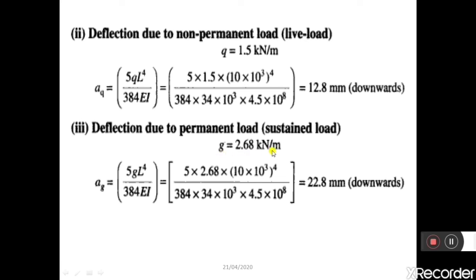So it is in the form of UDL. Therefore we have a formula 5 W L to the power 4 by 384 E I. So here W is considered as G. So substitute the values of G, L, E and I, and we will get the deflection due to self weight of a beam. So deflection due to self weight of a beam is 22.8 millimeter, and this deflection is in downward direction.